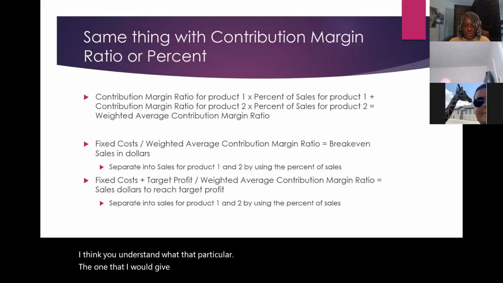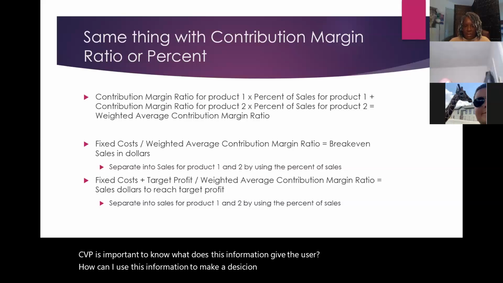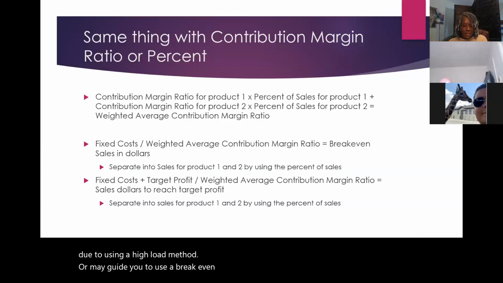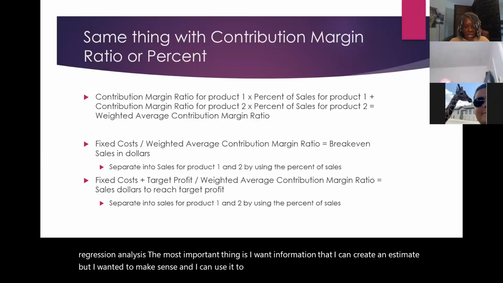Same is true for using sensitivity analysis, using any kind of CVP. It's important to know, what does this information give the user? How can I use this information to make a decision? And sometimes the question may guide you to using a high-low method, or it may guide you to use a break-even and incorporating profit, or it may guide you to using a regression analysis. The most important thing is, I want information that I can create an estimate from, but I want it to make sense, and that I can use it to make a very specific type of decision.